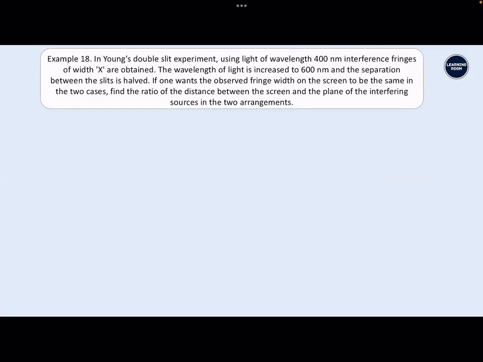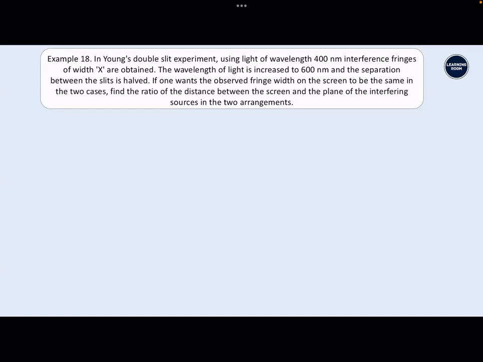In Young's double slit experiment using light wave of 400 nanometer, interference fringes of width x are obtained. So beta one is x, lambda one is 400. The wavelength of light is increased to 600, so lambda 2 is 600. And the separation between the slits is halved. So small d is equal to d by 2. Initially d1 is d, d2 will be d by 2.